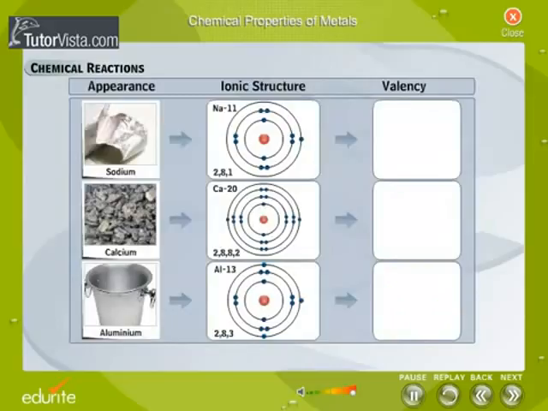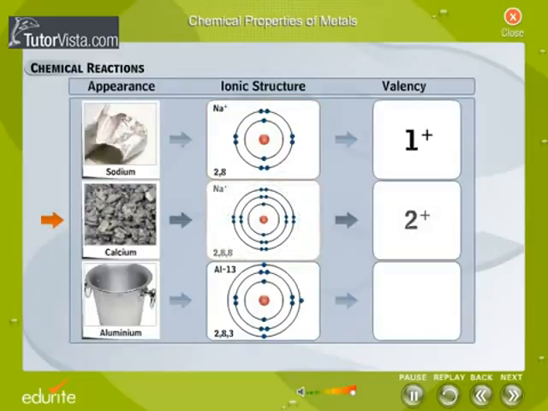Metals have a valency range from 1 to 3. What does this mean? This means that metals can lose 1, 2, or 3 electrons from their valence shells.